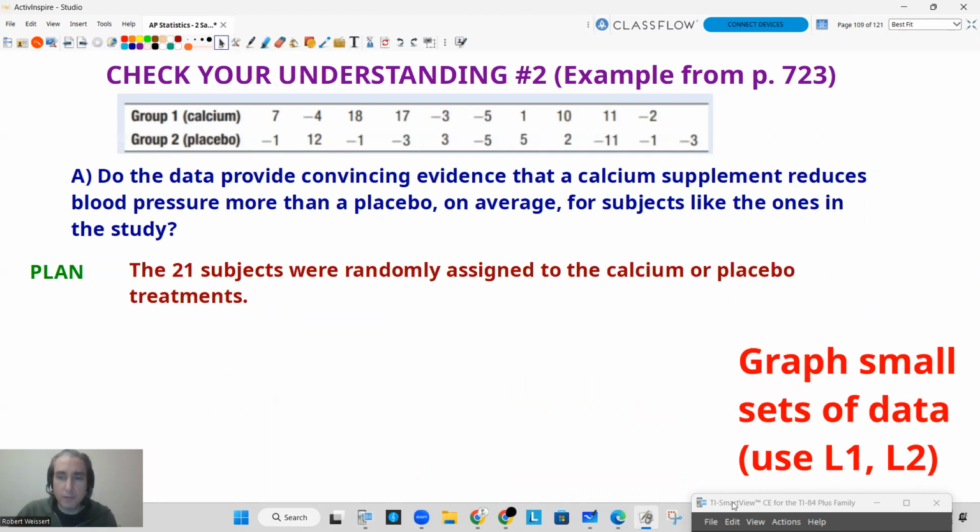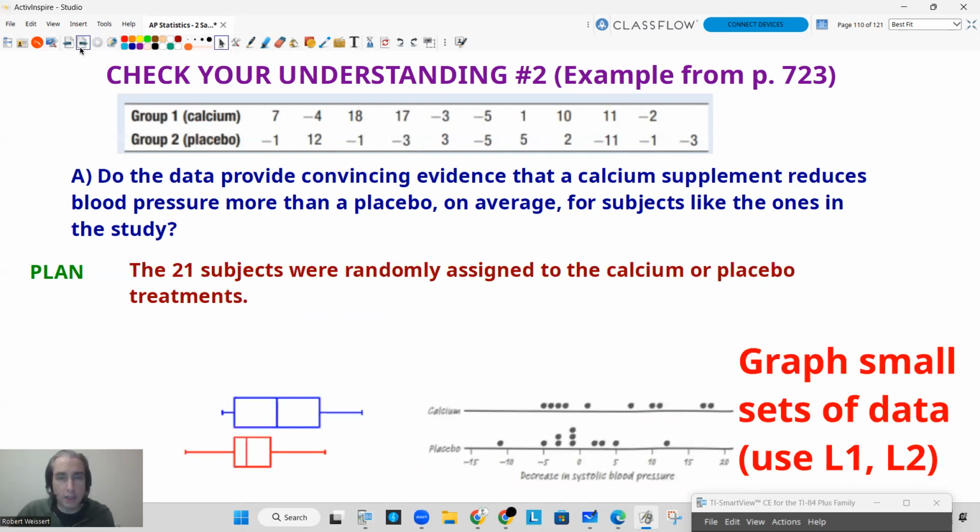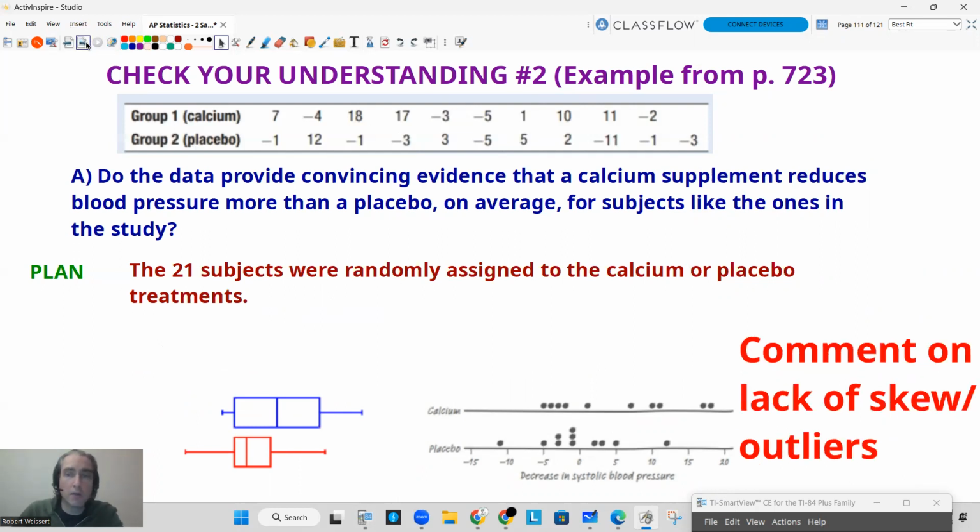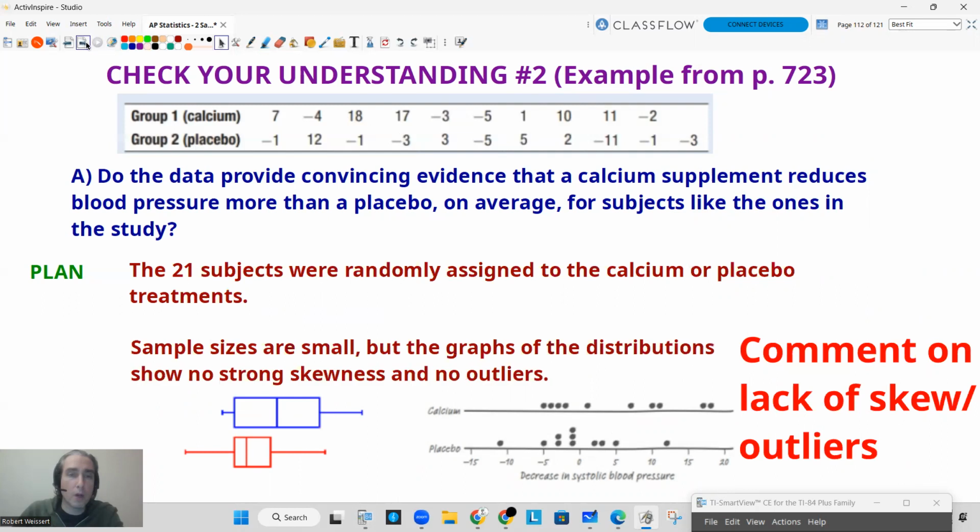Let's graph that data. We got L1 and L2, and again, you can get the graph of the data and kind of see both box plots, or you can make a dot plot again. These are easy numbers to work with a dot plot, so don't be afraid to do that. And then make sure you comment on their skewness and lack of outliers. All right, they can be skewed, they just can't be super strongly skewed.